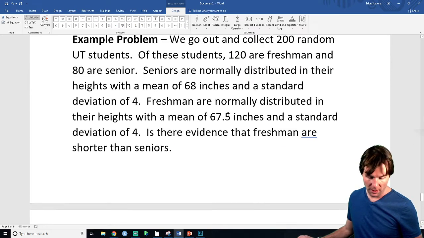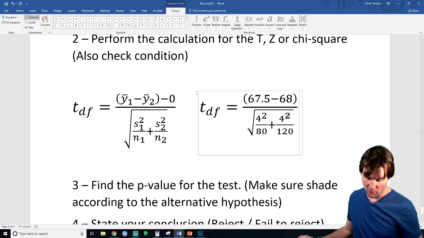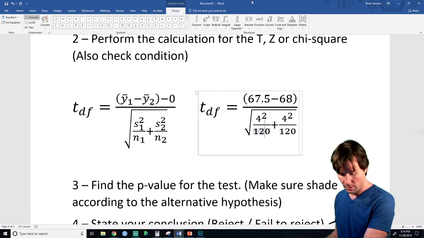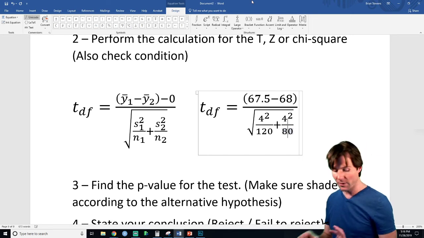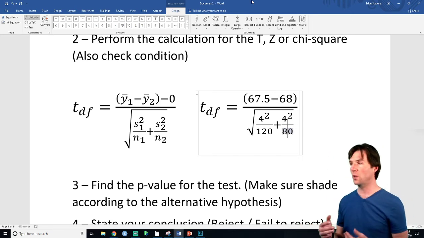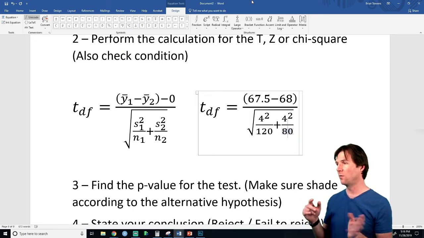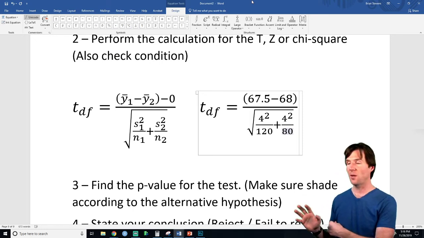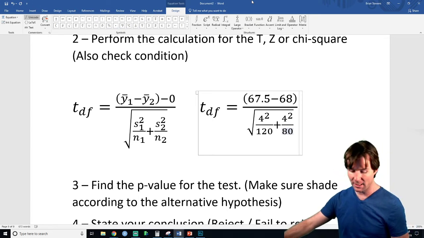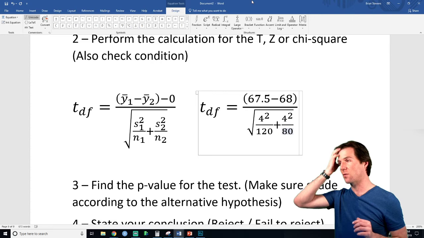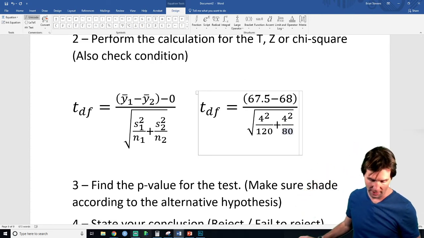And so let's take a look. We sampled 120 freshmen, so this right here should be 120. And this right here should be 80 technically. We're just going to make sure we have this technically correct. The mathematics would still work out the same because we had the same 4 squared over 120 plus 4 squared over 80. Same mathematics, it would have worked out the same way. So it wouldn't have caused a problem, but now it's technically correct with the sample size of freshmen underneath the freshman mean, which is 67.5.